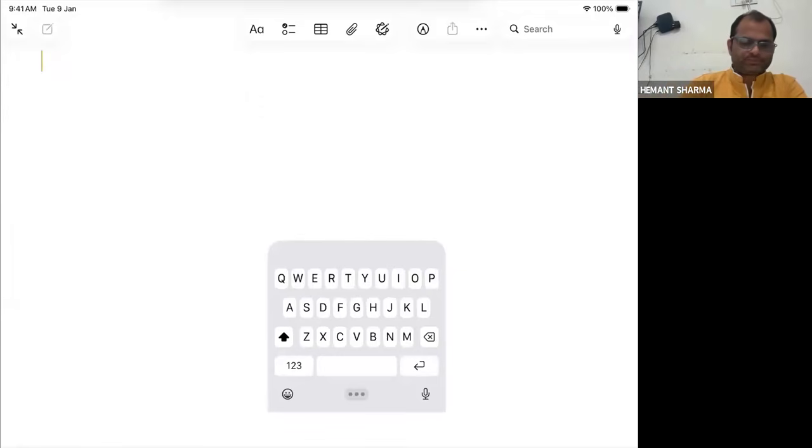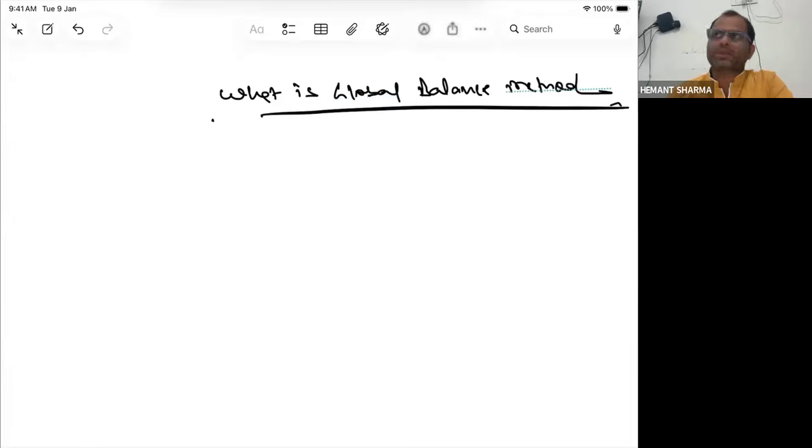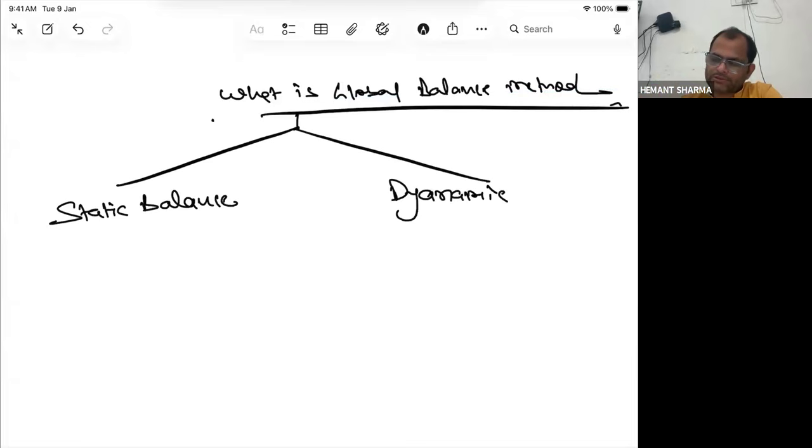So first, I would like to tell you what the global balance method is. For an understanding purpose, we can divide it into two parts. There are two types of global balance. One is called static balance, and the second is called dynamic balance.